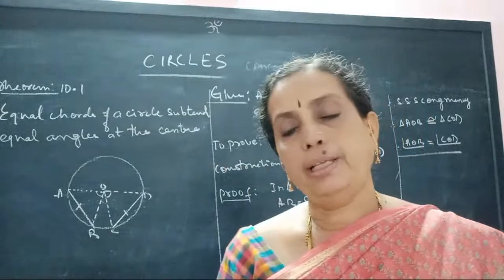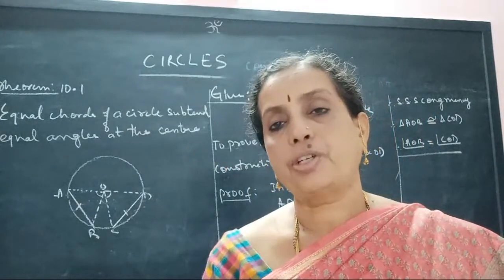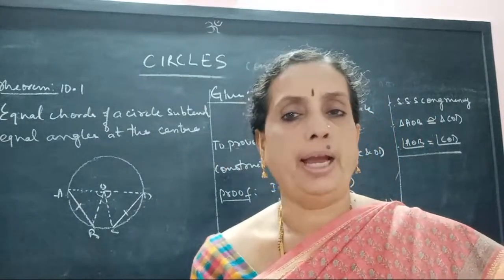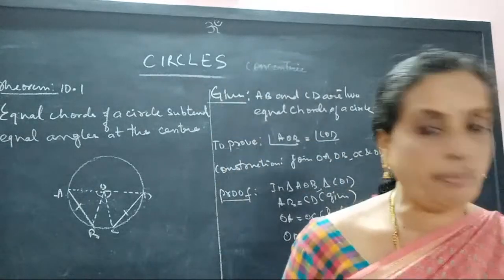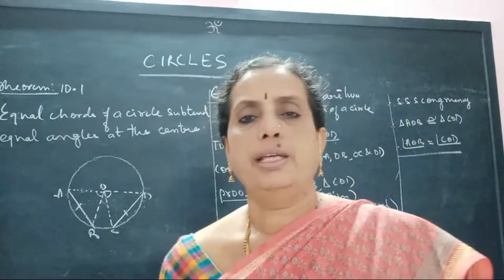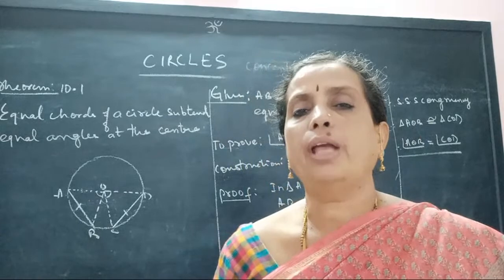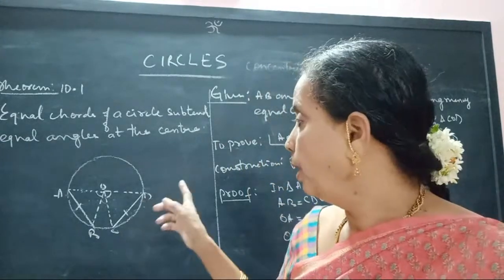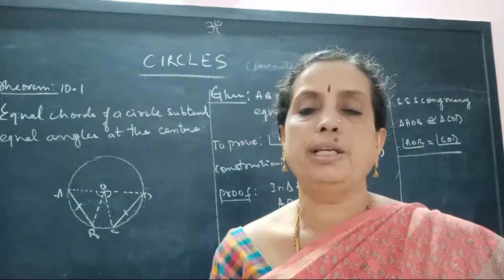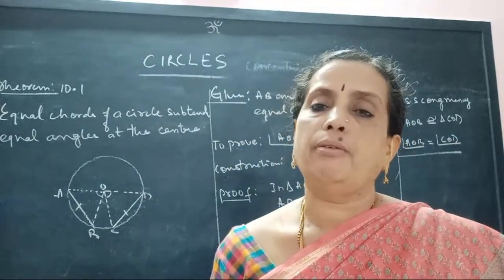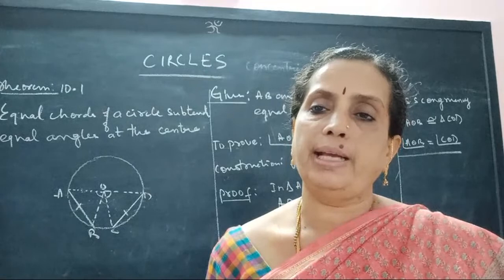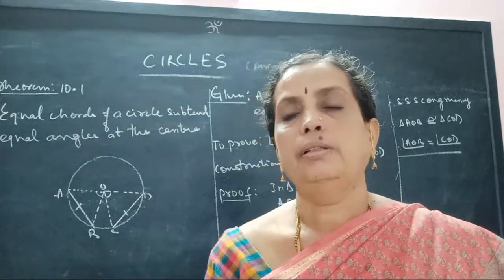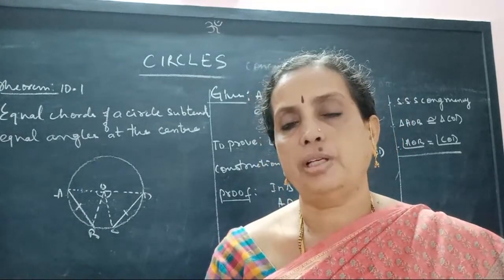Can you prove like that? For which congruency can we prove it, any idea? Otherwise, no problem, I will teach you in the next class. Yes, any idea you have? How can we prove, by which congruency can we prove that AB is equal to CD? That is, if chords subtend equal angles at the center, they are equal in measure.